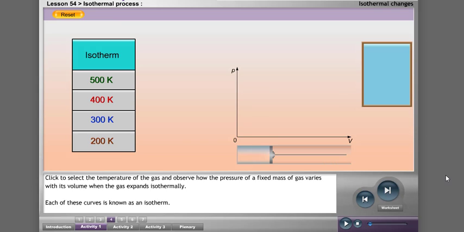Click to select the temperature of the gas and observe how the pressure of a fixed mass of gas varies with its volume when the gas expands isothermally. Each of these curves is known as an isotherm.